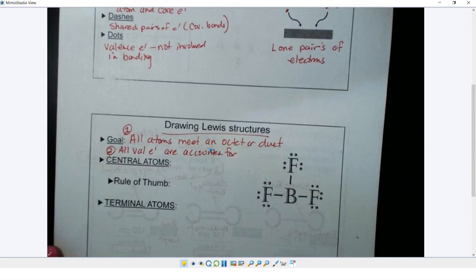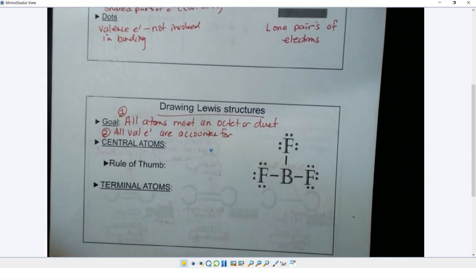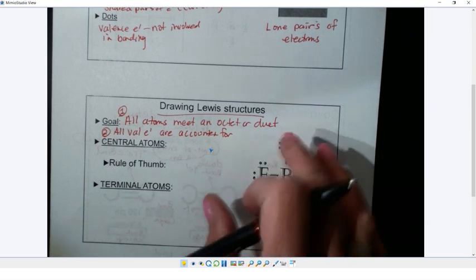This is one of those things that you just have to start doing, and then you're like, oh, this is really easy. So we have 2 goals to get to our final correct Lewis structure: all atoms have an octet or a duet, and all of our valence electrons are accounted for. We'll have to total them up, and make sure that they are in our structure.